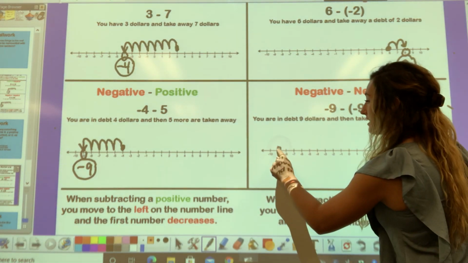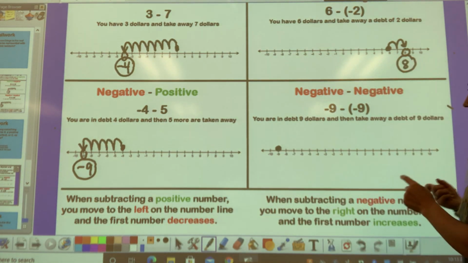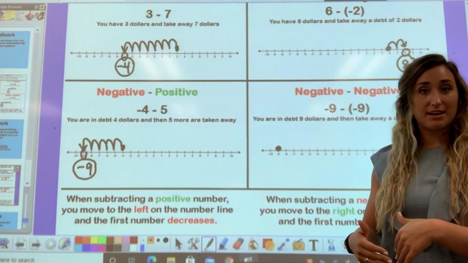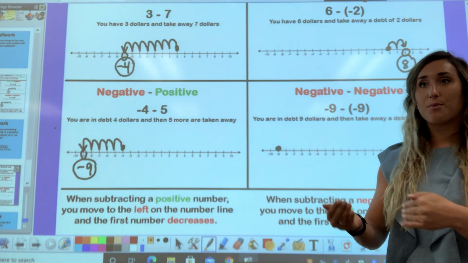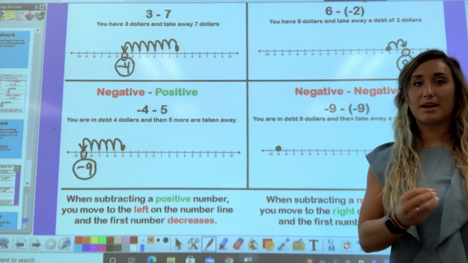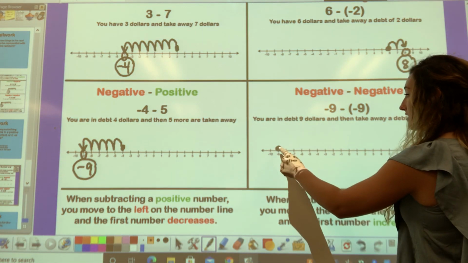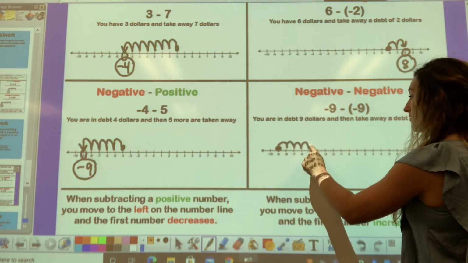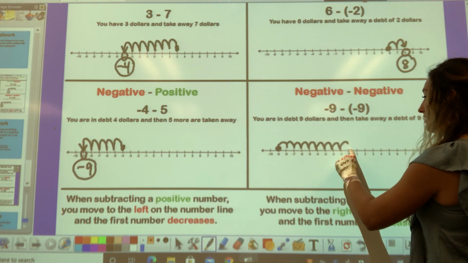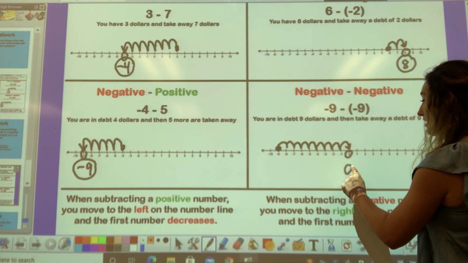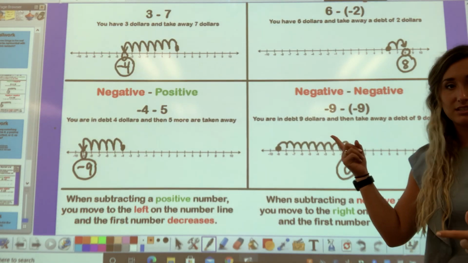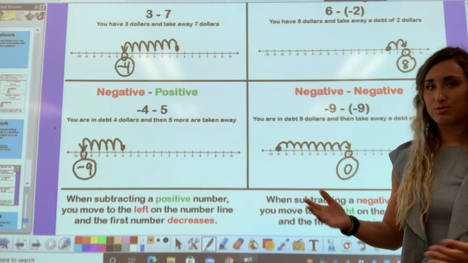You start in debt $9, and you take away a debt of $9. And again, when you take away a negative or take away a debt, that means this is going to increase by 9. 1, 2, 3, 4, 5, 6, 7, 8, 9. So we do end up at 0. The answer to this is 0, which kind of makes sense conceptually.